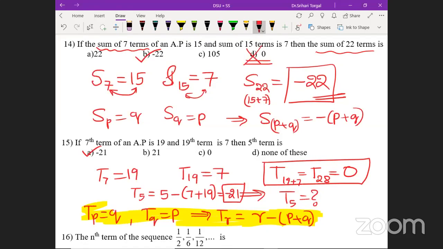Option A is the answer. Is it doable? It is very nice, very easy. We have to remember some results. TP is equal to Q, TQ is equal to P. Then TR, if you want TR, just write down that number, that is 5. Add these two and subtract that.